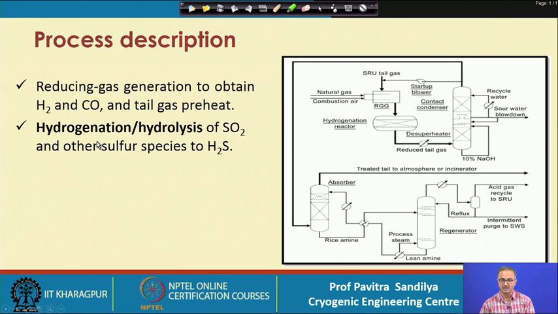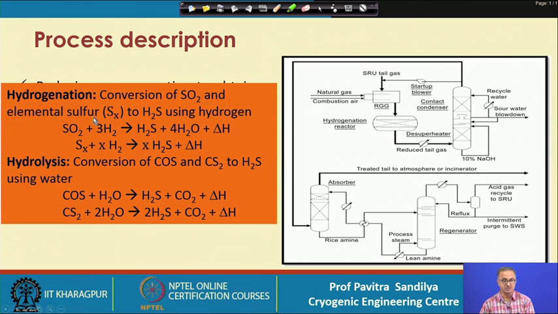So, after this we carry out the hydrogenation and hydrolysis of the sulfur dioxide and other sulfur species to obtain H2S. So, here we show this hydrogenation is being done, and in this the reactions are like this. Hydrogenation we call when sulfur dioxide and elemental sulfur are converted to H2S using hydrogen. So, that is why the name hydrogenation. So, these are the two equations by which the sulfur dioxide is converted to H2S and elemental sulfur is converted to the H2S, and this delta H represents the heat of the reaction.